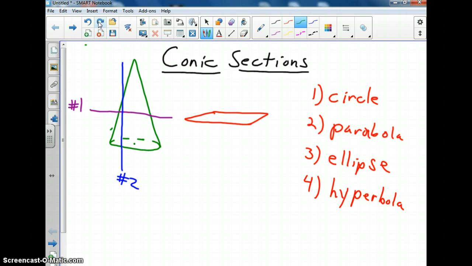Okay, let's go to the third one. Let's say I take the plane, but this time I draw it like this. Slant it, I cut it like this. And notice it doesn't touch the base. Then you pick it up and look at it like this. What do you think you're going to see? An ellipse is right. That would become the ellipse. So here's number 3, the ellipse.